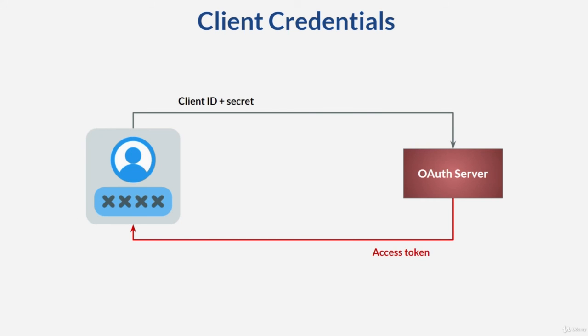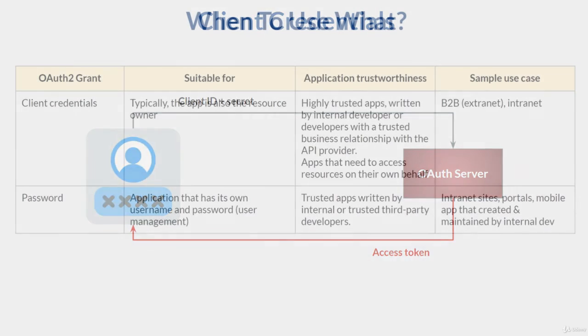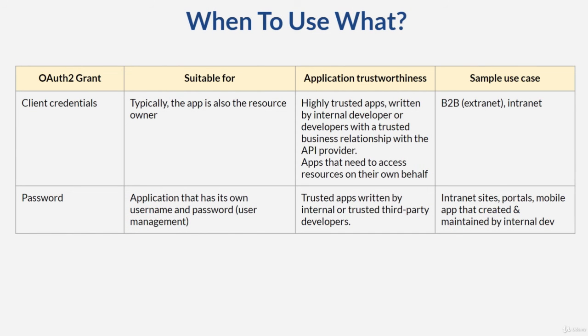Client credentials is the simplest grant type. In this flow, the application directly exchanges the client ID and client secret for an access token. Then the API access can use the access token. This table might help you to choose which grant type you should use.